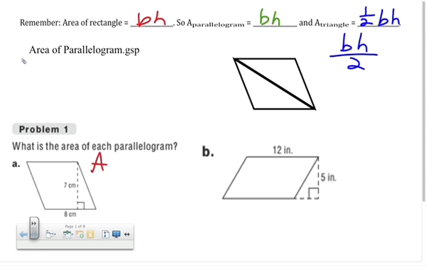In problem 1, we are simply finding the area of the parallelogram. The formula again is base times height. So in that parallelogram, do I have everything I need so that I can just plug the values into the formula? Yes. Area equals, my base is 8, my height is 7, and the area is 56 square centimeters.